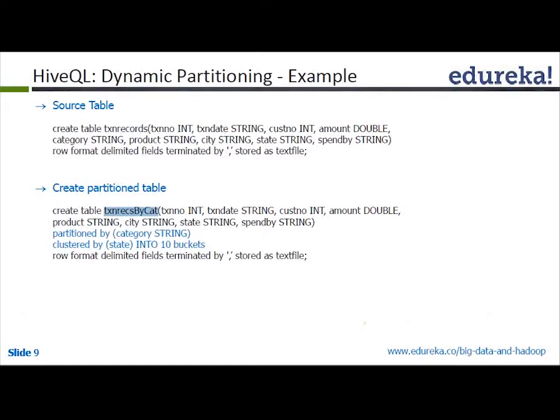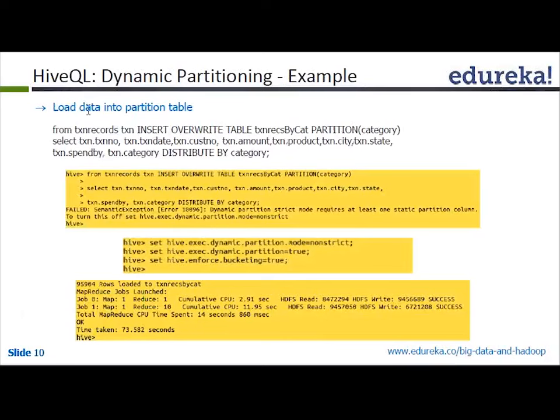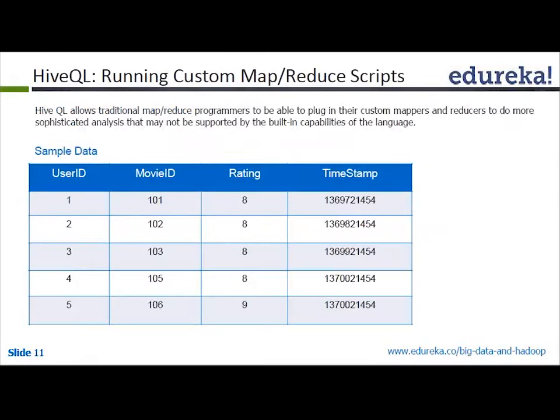So our source table is transaction records, and the partition table is transaction records by category. This is what I had shown to you last time. Then I will load data into the partition table. This is also something that I had shown to you last time, guys. We have actually demonstrated this particular code.